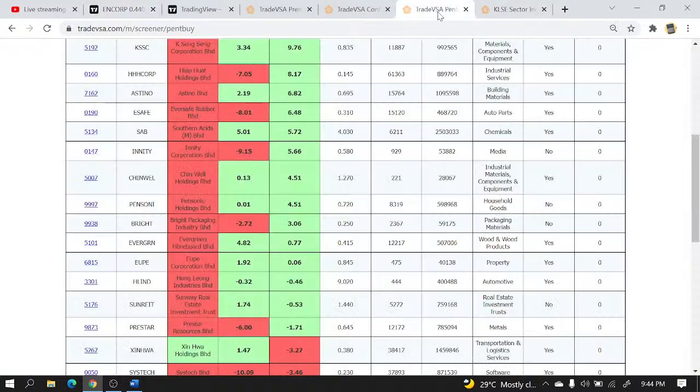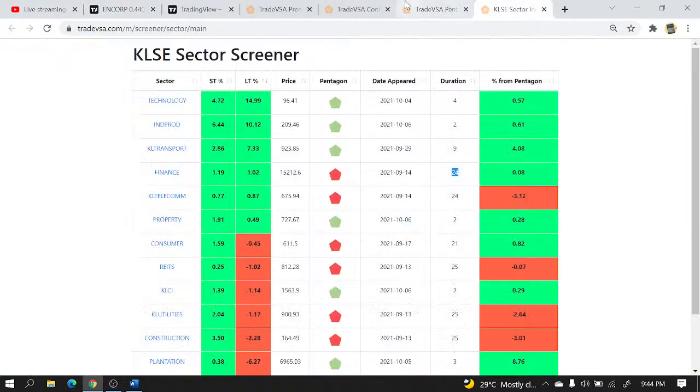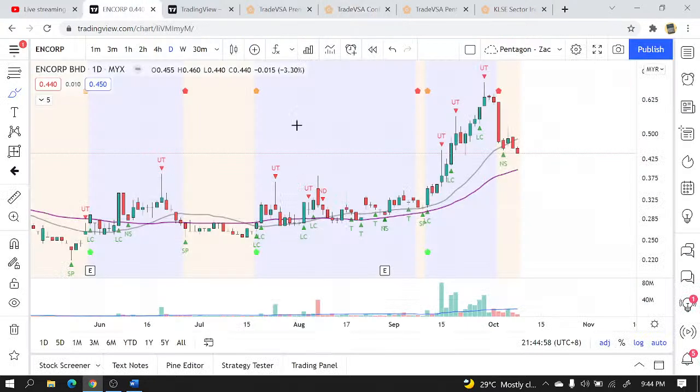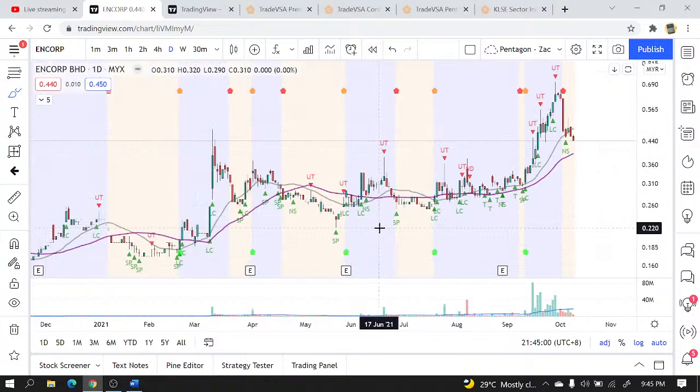Okay, for KPJ. Any others? Any counters? Members, any counters you want me to look into that you think got a nice shakeout, a pullback, COC probably? I think John Jimmy probably has a few nice counters. Want to share with us.